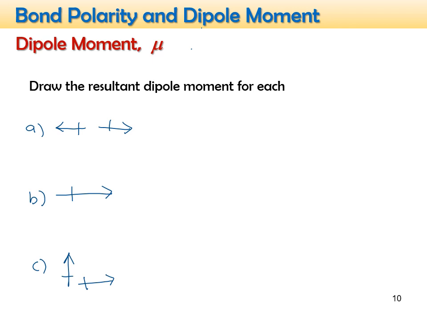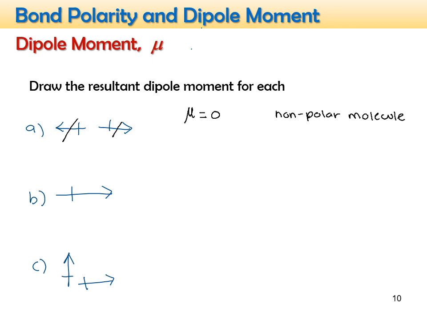Okay, so let's try this practice. What if, draw the resultant dipole moment for each. For A, what if you have one dipole moment pointing to the left and one pointing to the right? So here, okay, kita dah buat practice ni tadi. Mu is equal to 0 because you can cancel it off. If mu equals to 0, therefore this molecule is said to be a non-polar molecule.